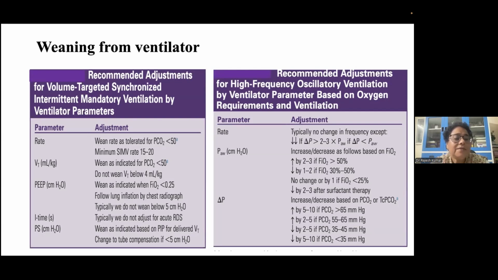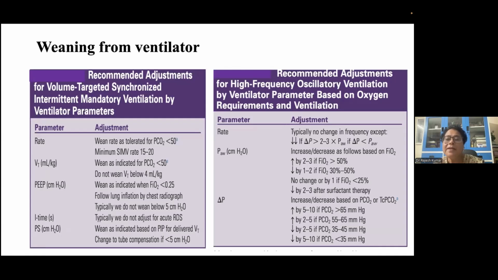And if we are using pressure support along with the SIMV rate, then we might come down on the pressure support. However, once it reaches less than 5, the change to tube compensation should be done. The recommended adjustment for high-frequency oscillatory ventilation by ventilator parameter based on oxygen requirements are again shown in the other chart. So here we can see that the rate is not touched mostly, but we can come down on the MAP based on the FiO2 level.